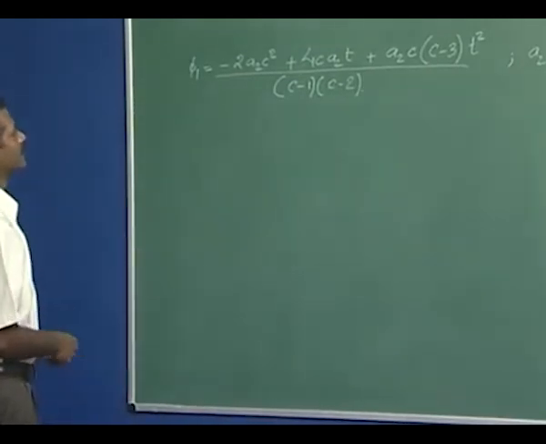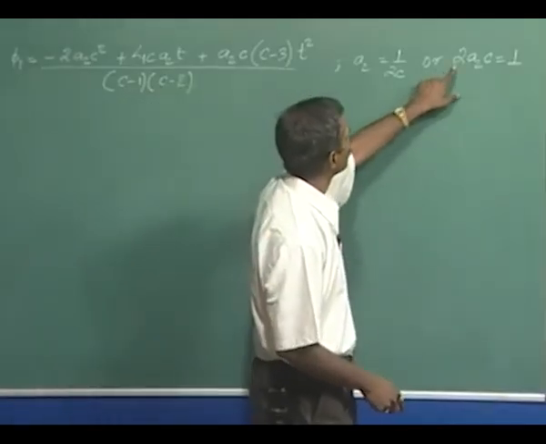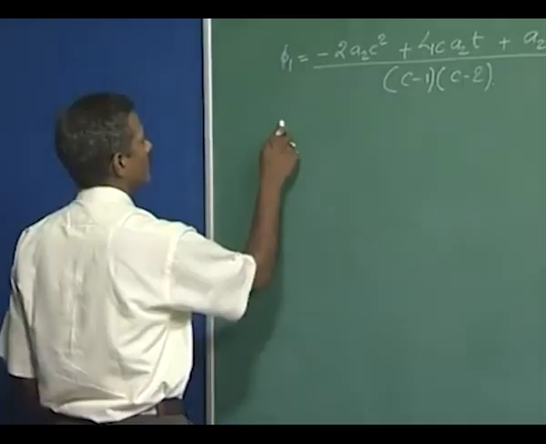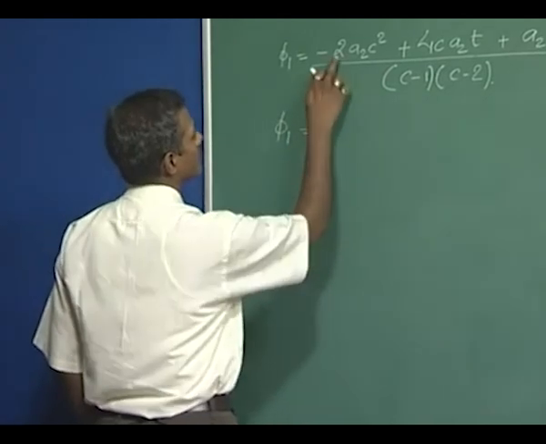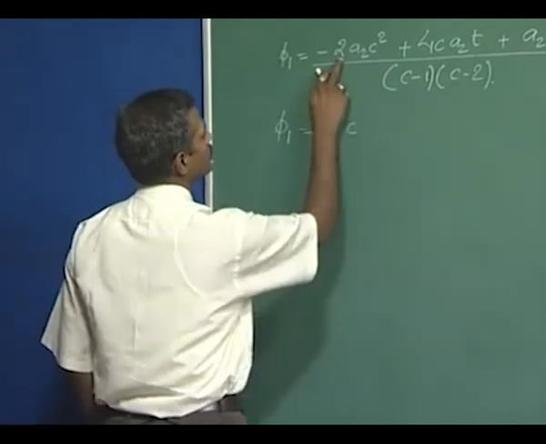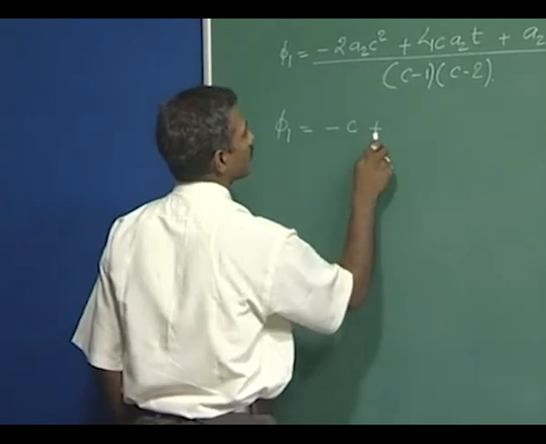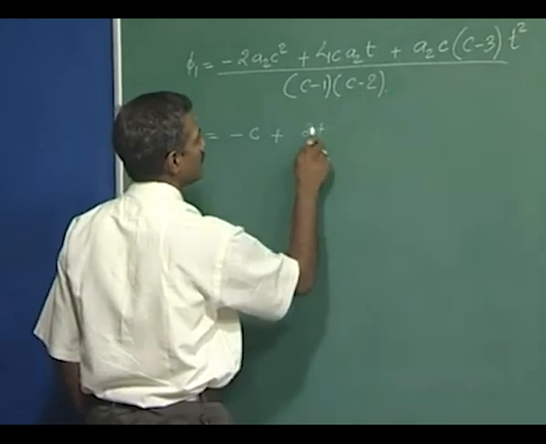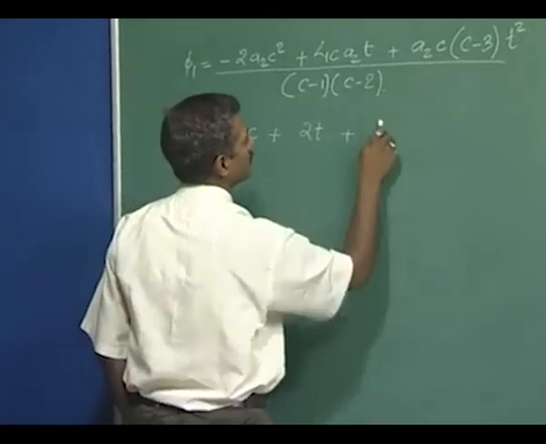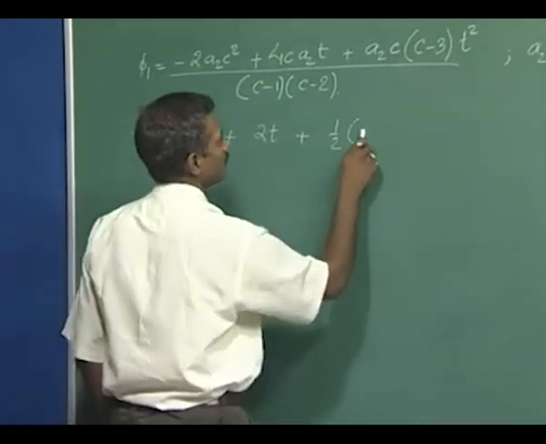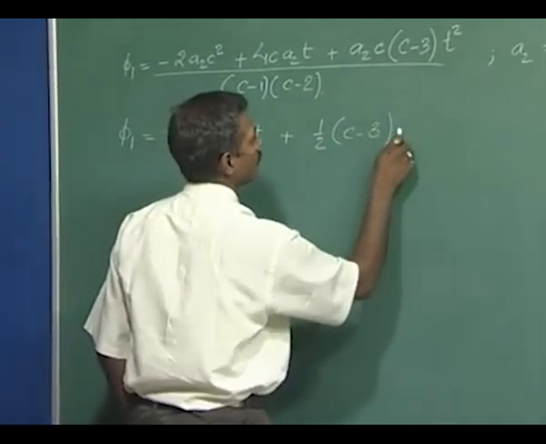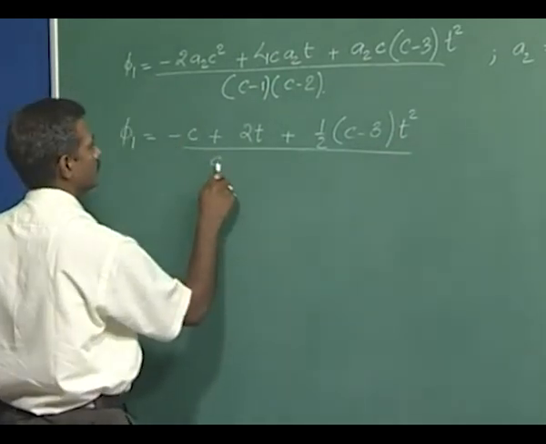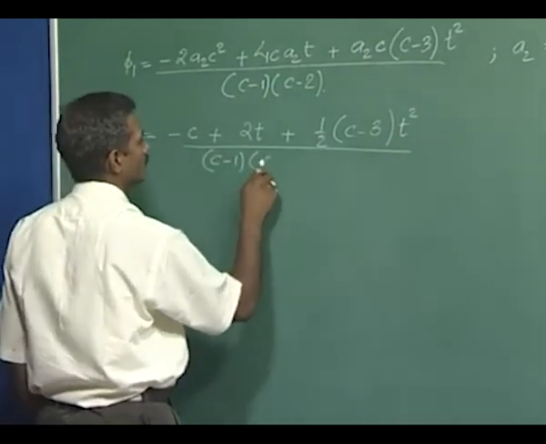Let's simplify this expression further. If we substitute twice a2 times c equals 1, we have phi 1 equals minus c, 2 a2 c is 1, plus 2 a2 c is 1 times t, plus this becomes half c minus 3 times t squared, over c minus 1 times c minus 2.